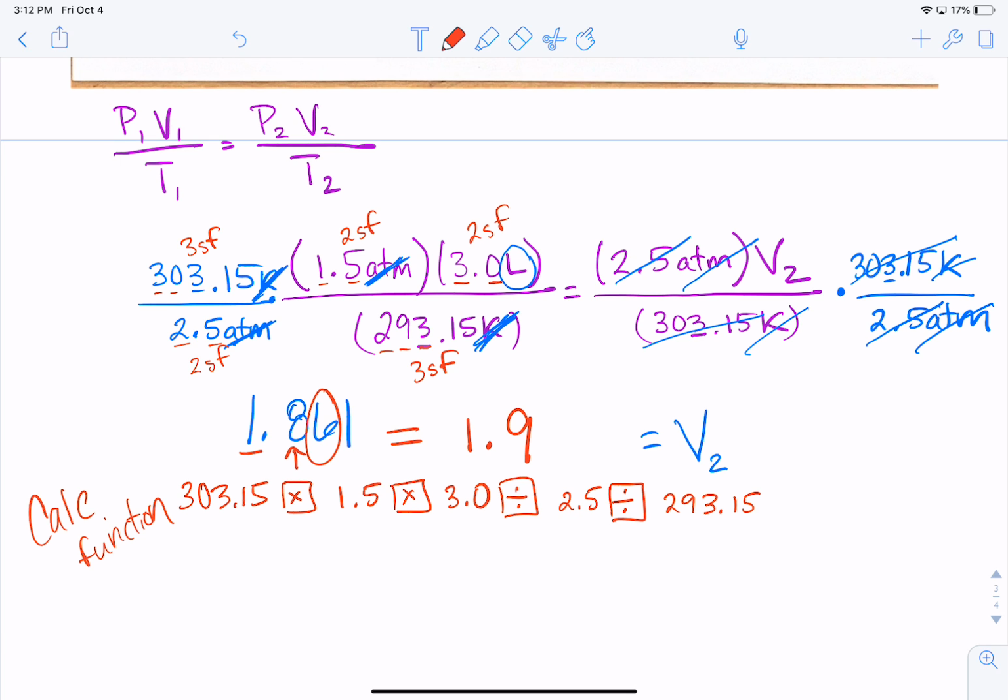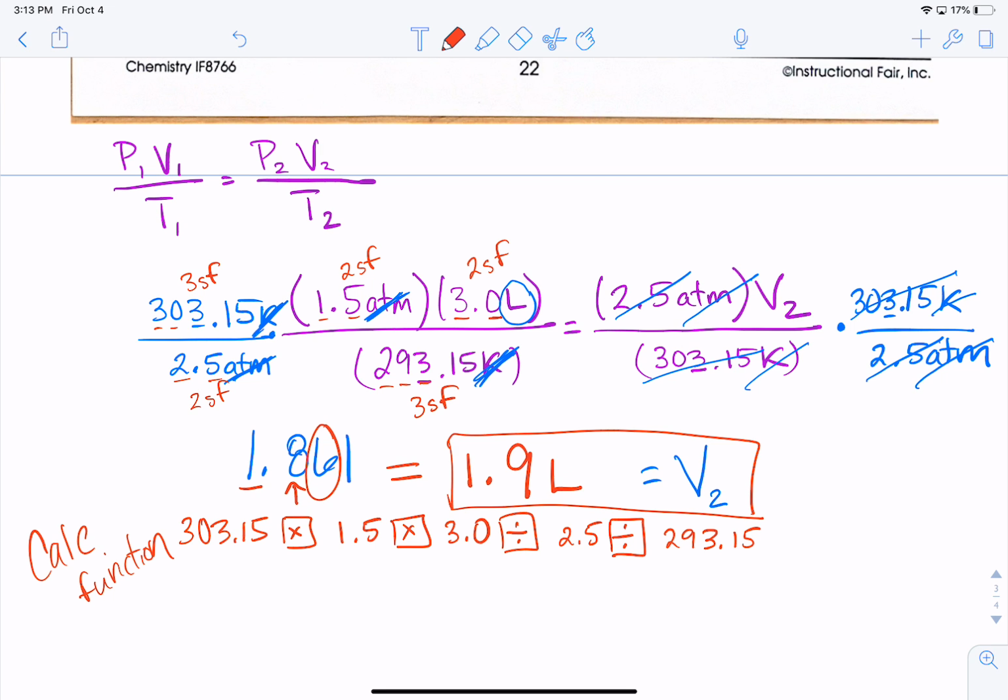What am I missing? In liters. Good. Why didn't I use 303.15? Yeah, I did, right here: 303.15 times 1.5 times 3.0 divided by 2.5 divided by 293.15.